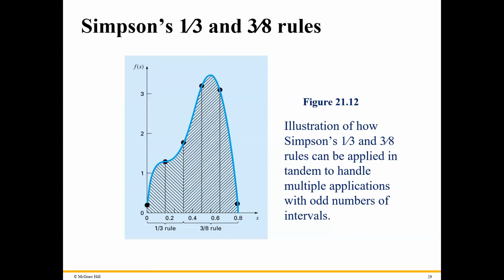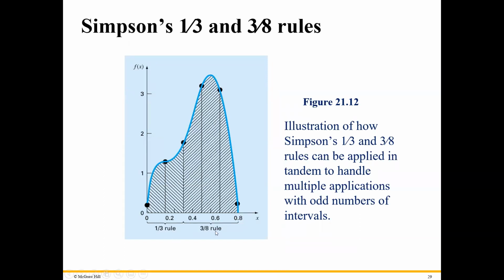This is an illustration of how Simpson's 1/3 and 3/8 rules can be applied in tandem to handle multiple applications with an odd number of intervals. In this case, we have an odd number of intervals: 1, 2, 3, 4, 5. So we can apply the Simpson's 3/8 rule for the whole, or another option is that for the first 2 intervals we apply the Simpson's 1/3 rule, and for the last 3 intervals we apply the 3/8 rule. Why will we do that?